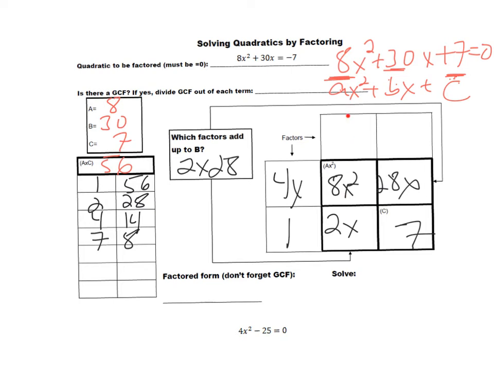So now I'm going to go moving up this way. What can I divide 2x by and 8x squared by? Well, I think it's 2x. And then what can I divide 28x and 7 by? Well, I'm hoping you see it's 7. So I think it's 2x plus 7 times 4x plus 1. Now before I do anything else, I should multiply this and make sure it works.